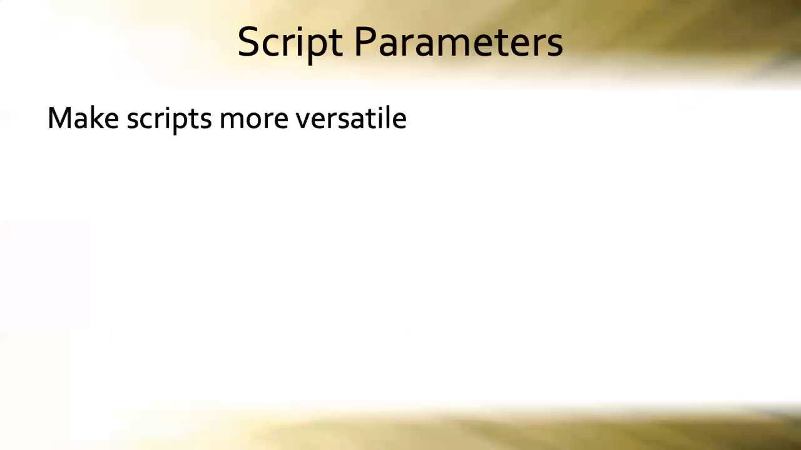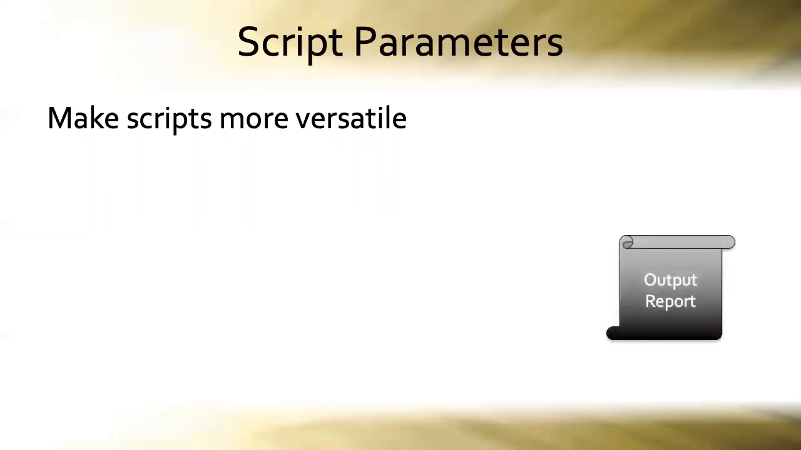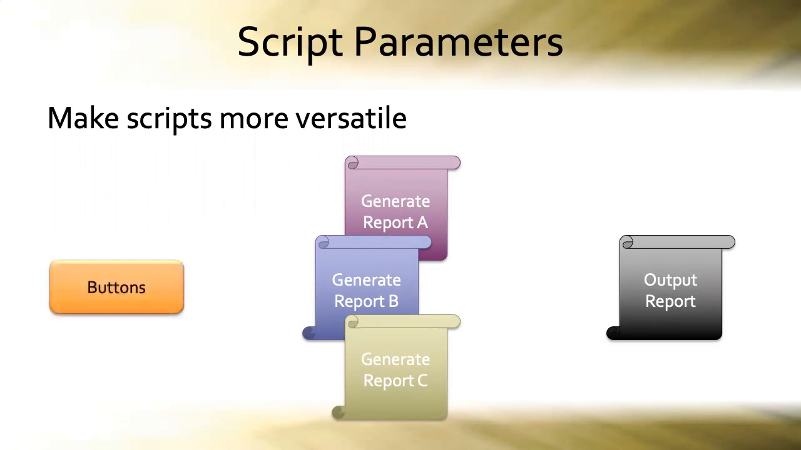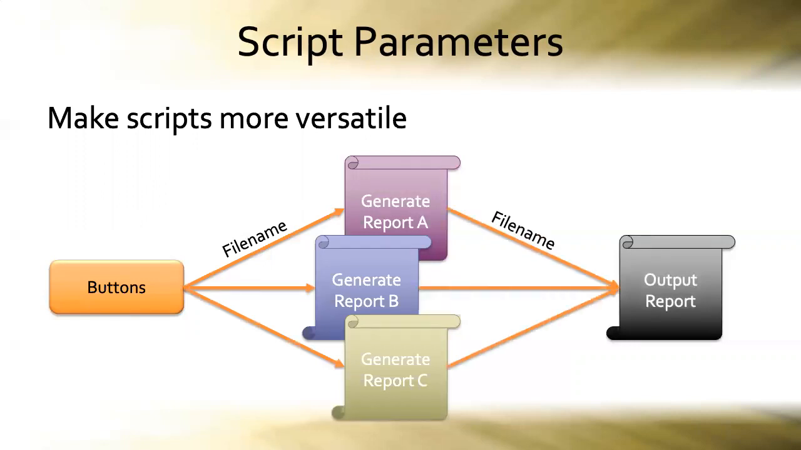So we see that script parameters make scripts more versatile. We can use our one output report script to generate PDF files of any file name. We create separate scripts for each report. Those scripts handle the tasks peculiar to their own reports, like finding and sorting the right records, navigating to the correct layout, specifying the right paper size and orientation, and so on. We let users call those scripts with buttons, handing in the desired file name first from the button to the generate report script, then passing that on to the output report script.